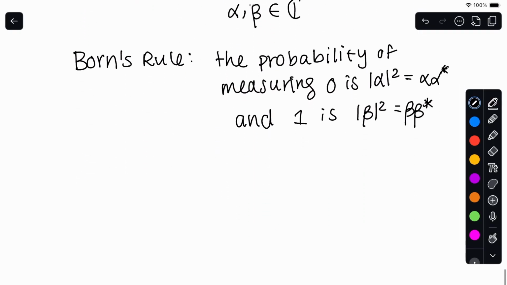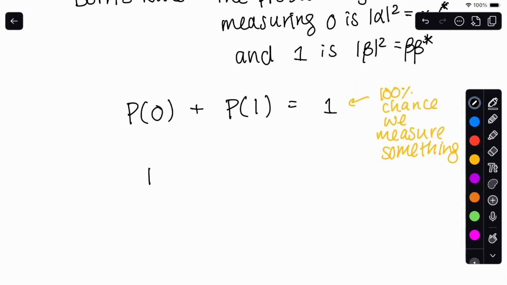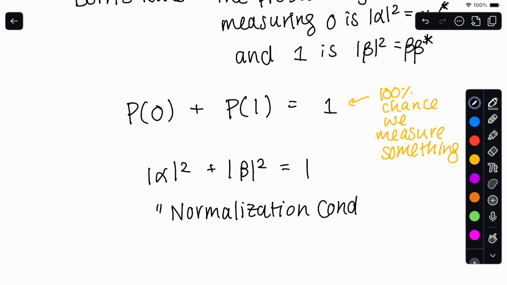0 and 1 are the only possible measurement results that we can get. And there's a 100% chance that we're going to measure something. And they're also mutually exclusive. So if you measure 0, you can't have possibly measured 1, and vice versa. So what that tells us is the probability of measuring 0 plus the probability of measuring 1 better equal 1, because there's a 100% chance we measure something. So that gives us our condition alpha squared plus beta squared equals 1. And this is our normalization condition.